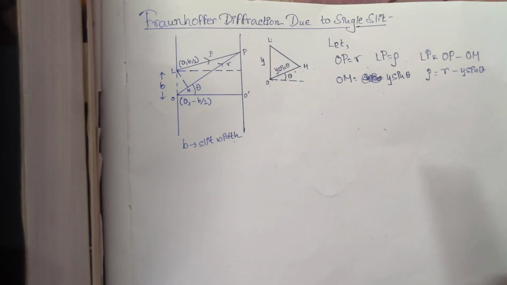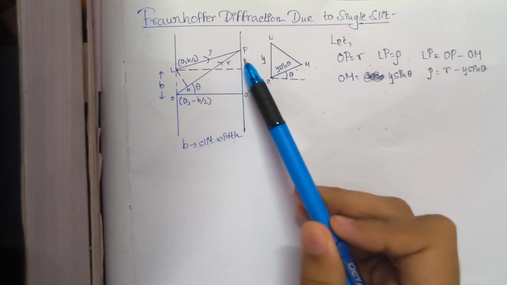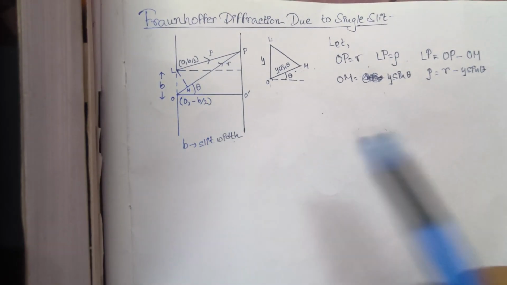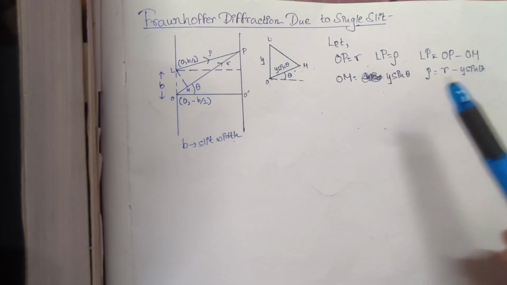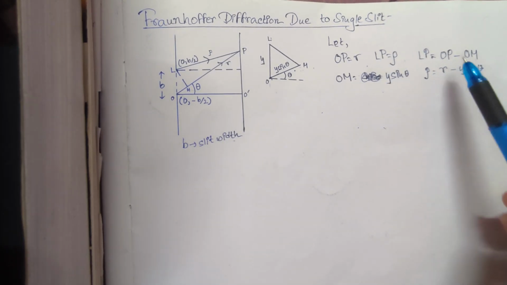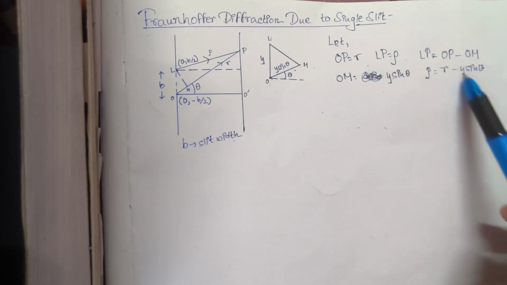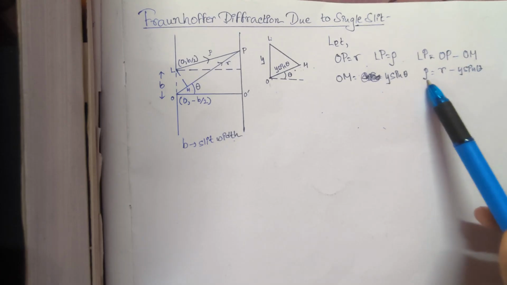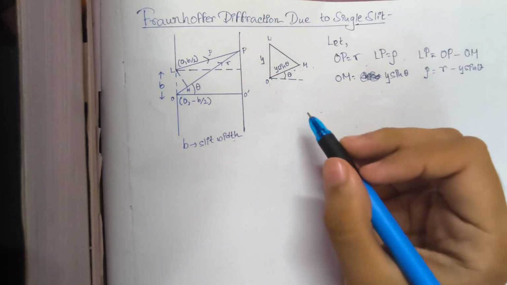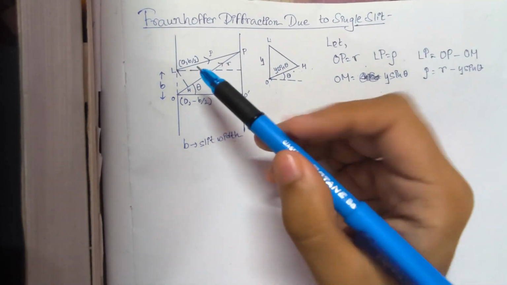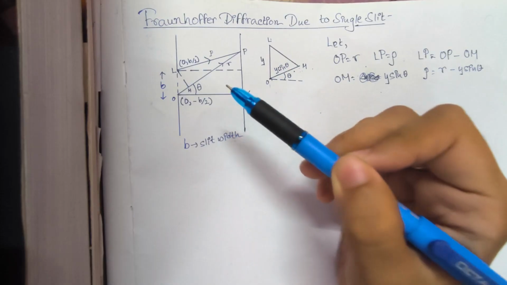If we now watch carefully, what is LP? LP is OP minus OM. So we write LP, that is rho, equals OP, that is R, minus OM, and we have seen that OM is y sine theta. So we can say rho equals R minus y sine theta. Now if we take an elemental strip from this point, suppose the elemental strip is dy.